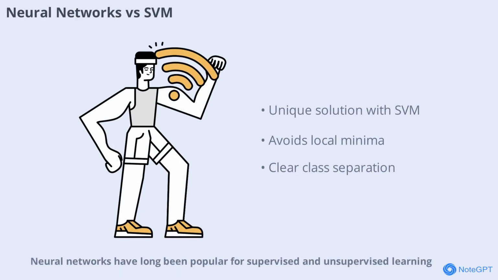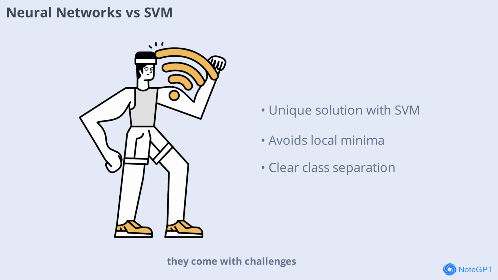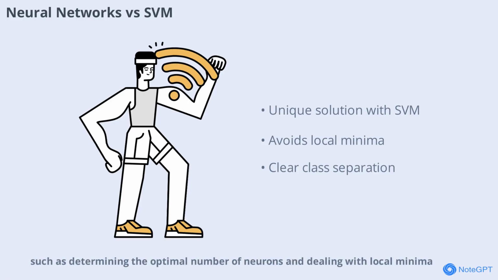Neural networks have long been popular for supervised and unsupervised learning, offering flexibility through architectures like multi-layer perceptrons. However, they come with challenges, such as determining the optimal number of neurons and dealing with local minima. SVMs address some of these issues by providing a unique solution and maximizing the margin between classes. This makes SVMs particularly attractive for tasks where clear separation between classes is essential.